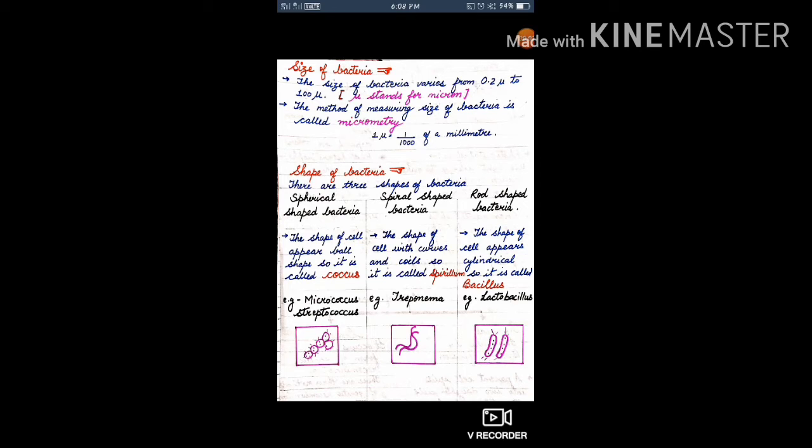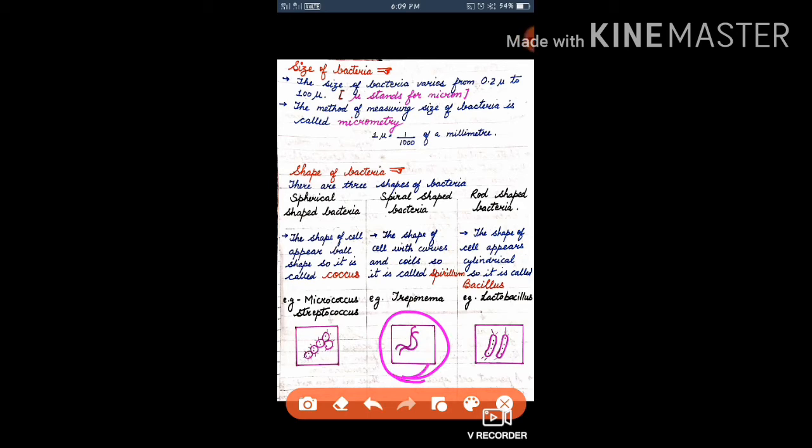Now the next type is spiral shaped bacteria. The shape of the cell has curves and coils. Yes, these bacteria are spiral shaped, meaning they are coiled in shape. So it is known as spirillum. For example, Treponema. You can see in the picture also the shape of the bacteria is curved.